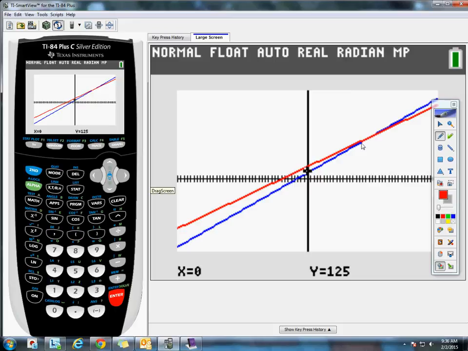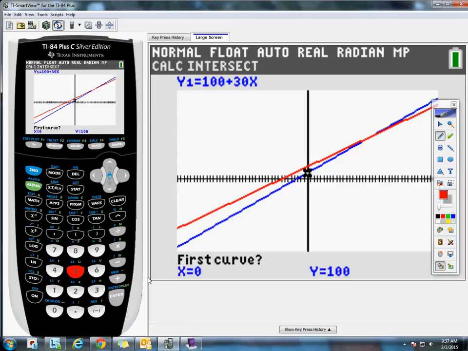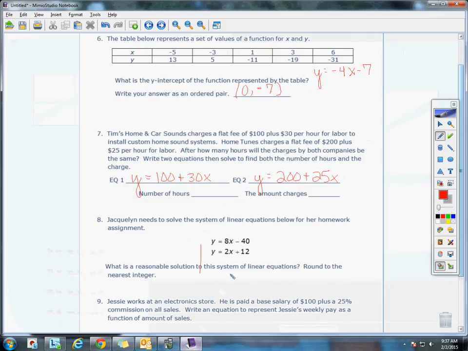So to find that intersection, we're going to hit second trace. We want the intersection, so we're going to hit 5, and we hit enter 3 times. So 1, 2, 3, and so here's my intersection at (20, 700). So I'm going to write down my ordered pair, (20, 700).